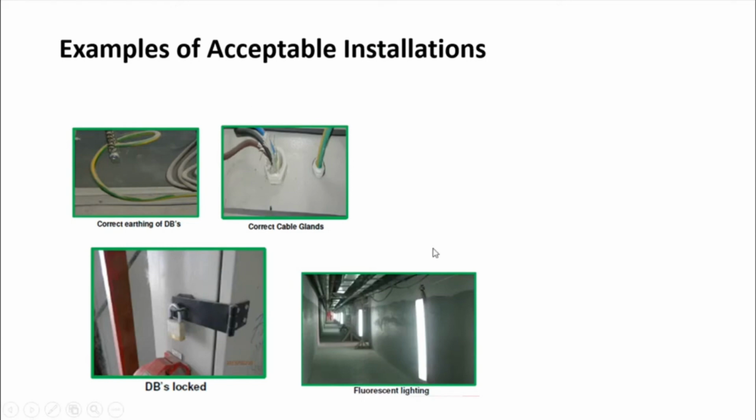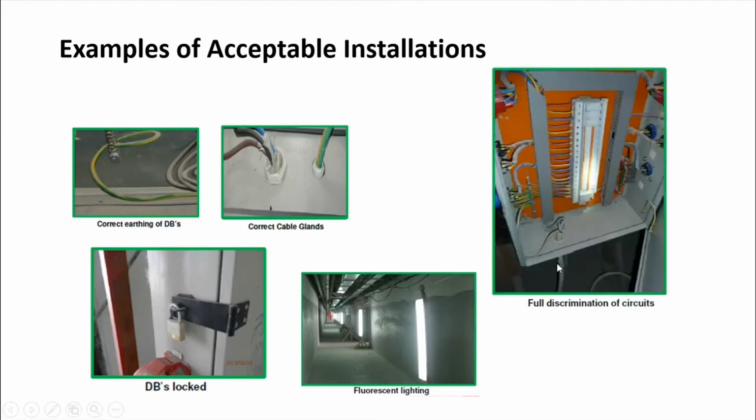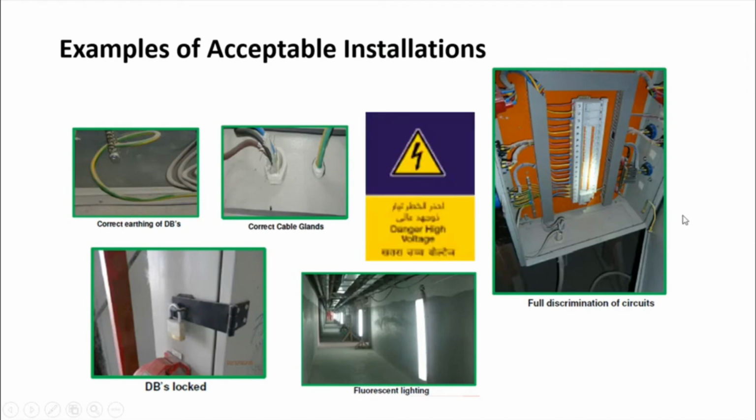The fluorescent lighting with a diffuser, and full discrimination of the circuits. So we have good circuit discrimination here, and of course the signage translated into different languages. This is all example of acceptable installations for temporary electricity supply.